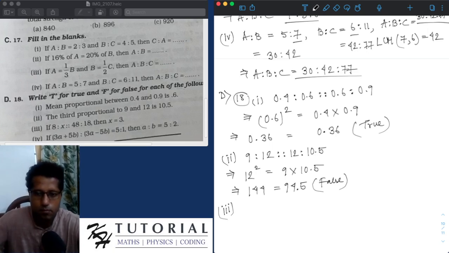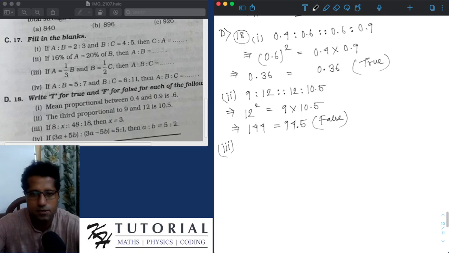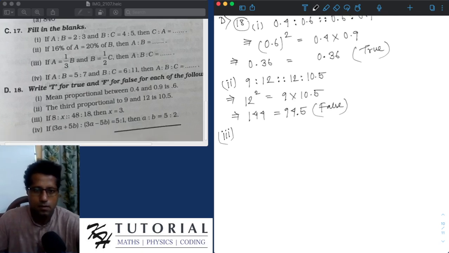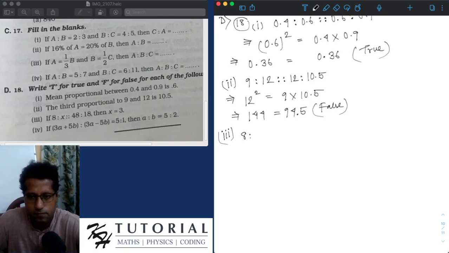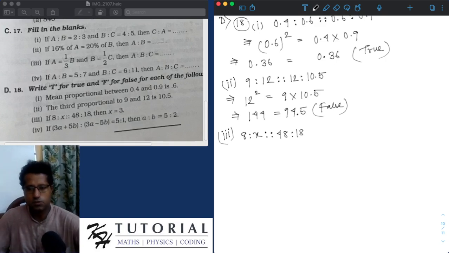Let's do problem part 3. It says that if it is given that 8 is to x equals 48 is to 18, then it is saying that x equals 3.